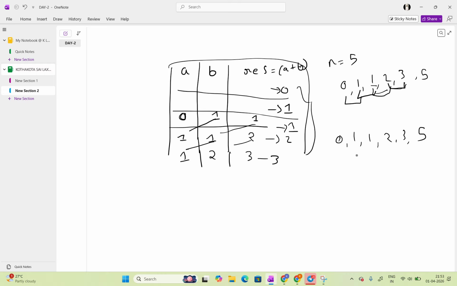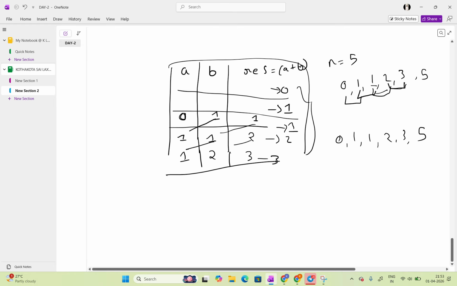The sum of two numbers is going to be the result, and in the next iteration it will be one part of the sum. I hope you understand. While writing code you will get a good clarity. As of now, it is a very simple logic.